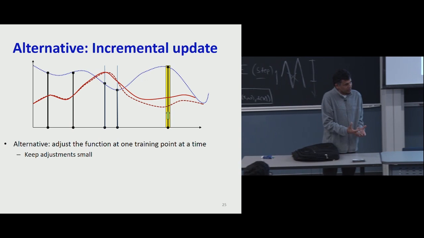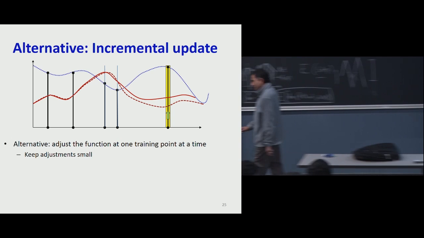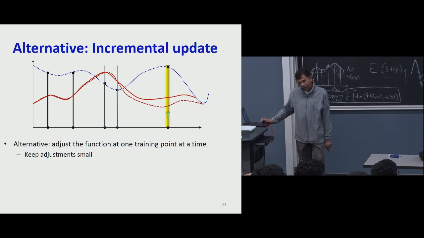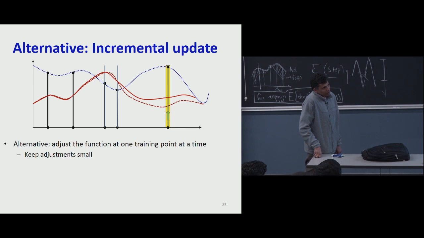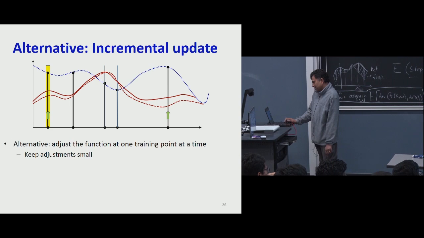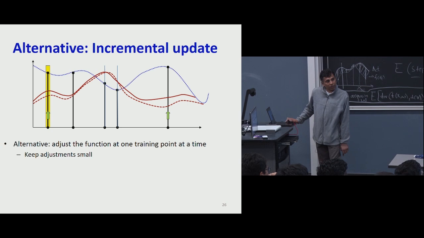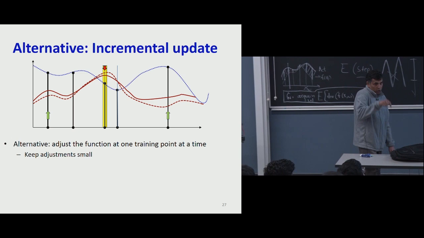So you could adjust the function at one training point at a time. Like here you find that at that location, the function is totally off the yellow bar. So you would push it, and that's going to push the dotted line up to the red line. And then you pick some other training point, and here you find that it's still too low. So then you would push it up at that point. Then you pick a third training point, and here you find that the function is too high. So you're going to push it down at that point. You do it one point at a time.